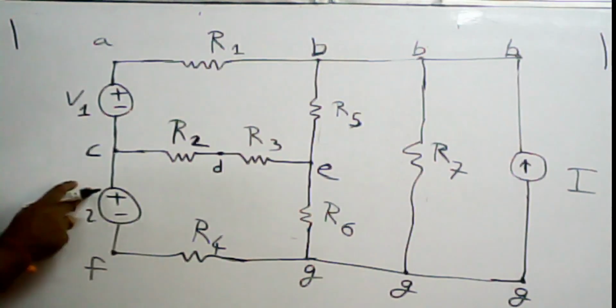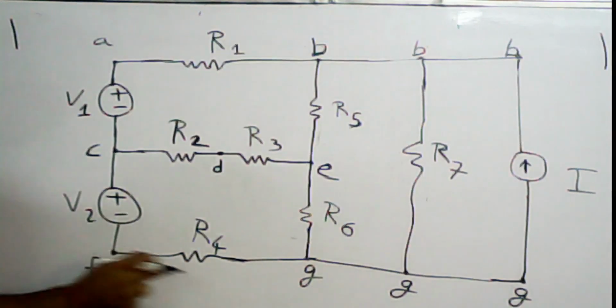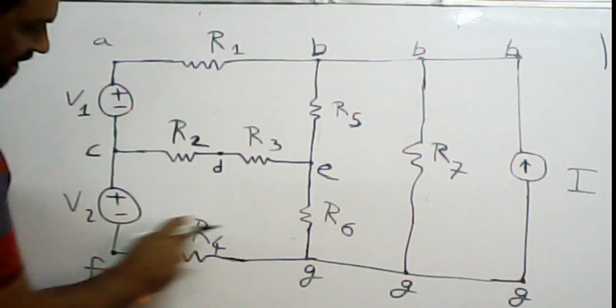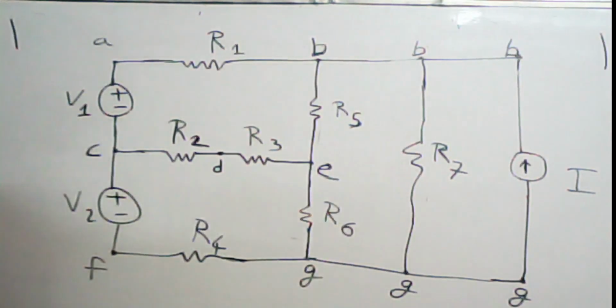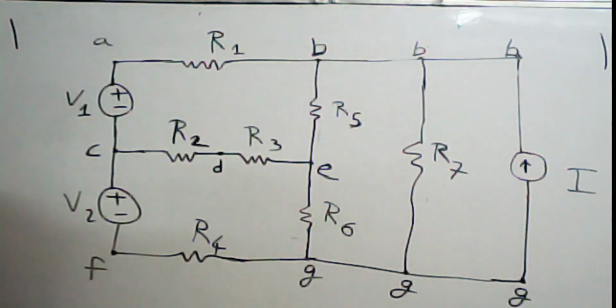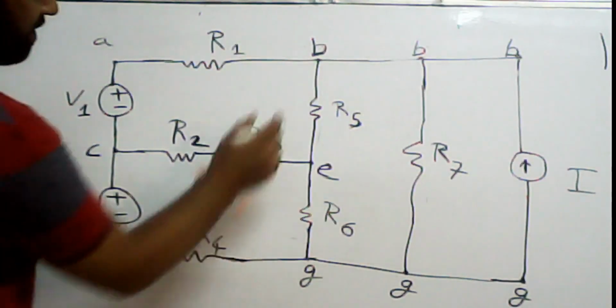F is joining only two elements. It is not joining three elements. So this is not an essential node. G is joining again three elements, R6, R4, R7, and you can also consider I. So it is joining four elements, so we can term G an essential node as well.